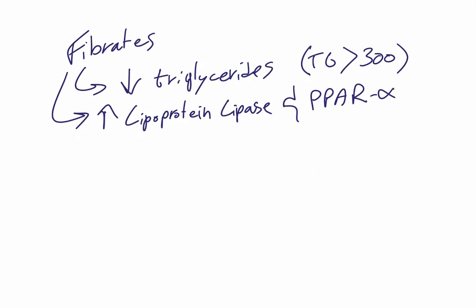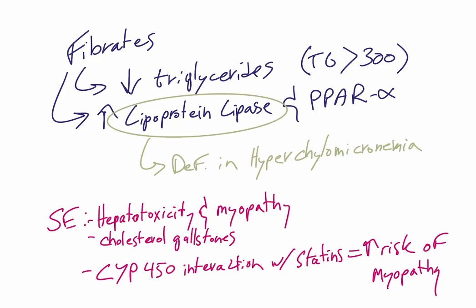As far as fibrates go, fibrates are the best drug to lower triglycerides, especially if the triglycerides are over 300. They work by upregulating lipoprotein lipase, as well as upregulating PPAR alpha. Now, lipoprotein lipase is the enzyme deficient in hyperchylomicronemia. It helps move triglycerides from the blood into the adipose tissue. By increasing lipoprotein lipase, fibrates lower triglycerides. Now, side effects you have to know are, like statins, fibrates can cause hepatotoxicity and myopathy. Unique to fibrates, they can cause cholesterol gallstones, and this does show up on the exam. Also, CYP450 interactions with statins increase the risk of myopathy.